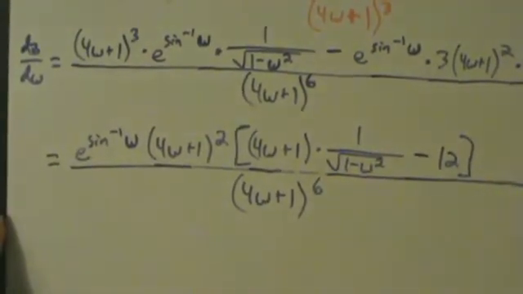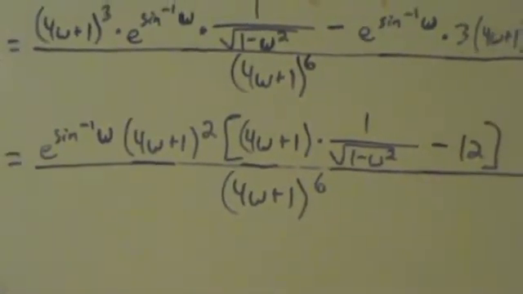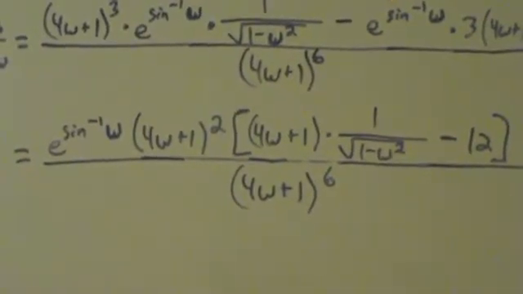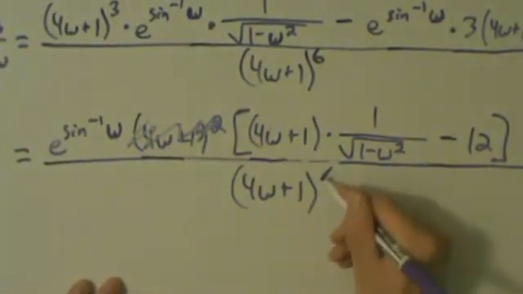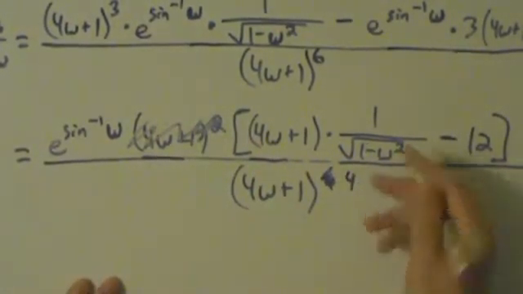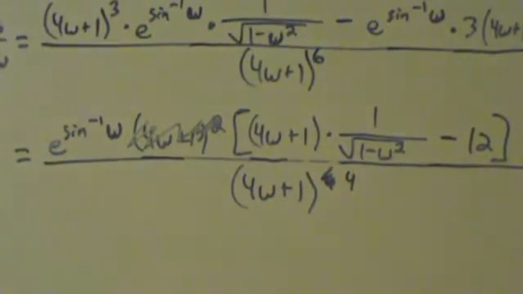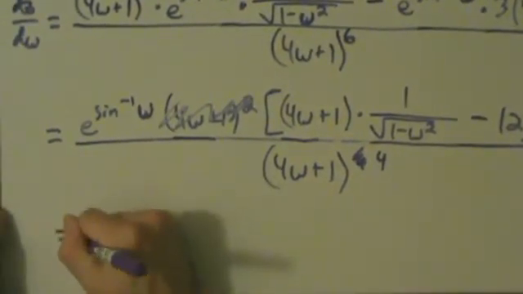Okay, so let's zoom in a little bit here. Now this is good because we can cancel some stuff. 4w plus 1 squared cancels with 4w plus 1 to the 6th on the bottom, and the power down here becomes a 4. Okay, so that's good. Now we can write this like this. So that's actually pretty much it for simplifying, but now we can just clean this up a little bit.